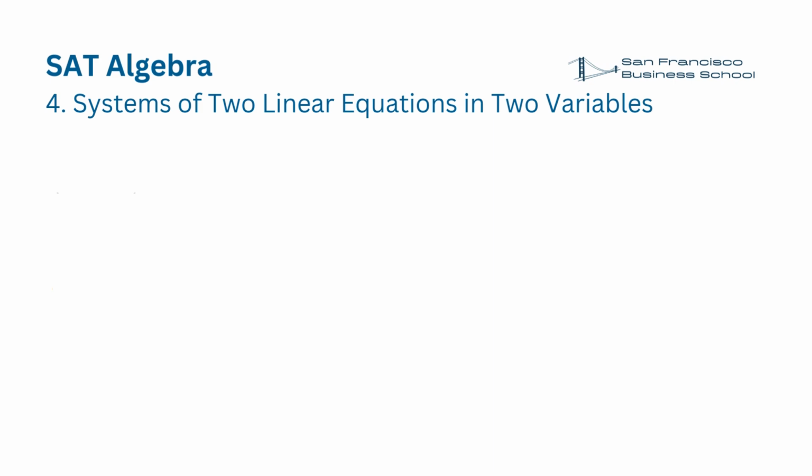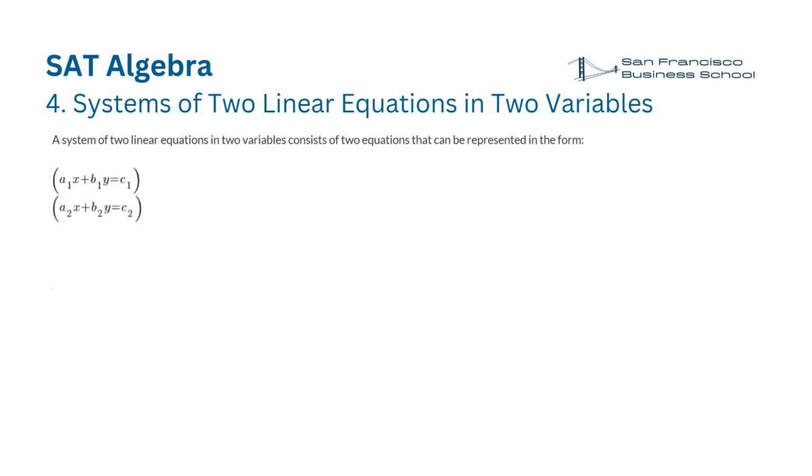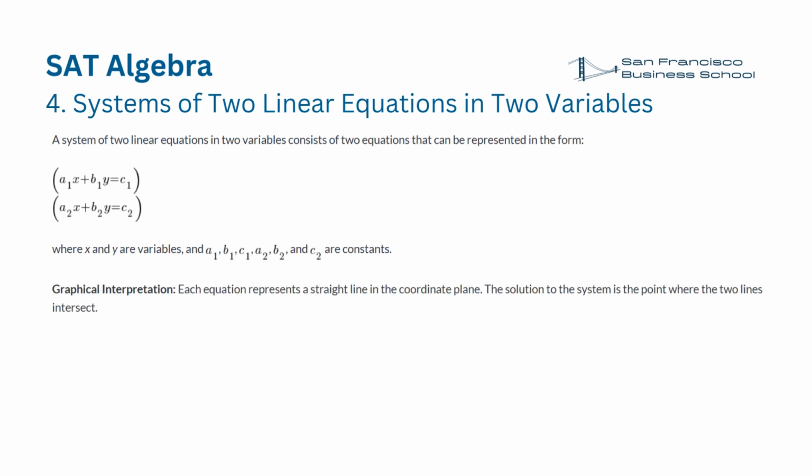4. Systems of two linear equations in two variables. A system of two linear equations in two variables consists of two equations that can be represented in the form a1 times x plus b1 times y equals c1, a2 times x plus b2 times y equals c2, where x and y are variables, and a1, b1, c1, a2, b2, and c2 are constants. Graphical interpretation: each equation represents a straight line in the coordinate plane. The solution to the system is the point where the two lines intersect.